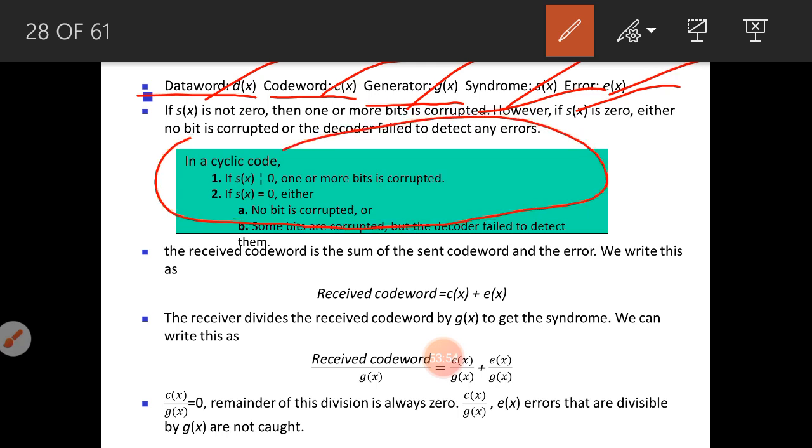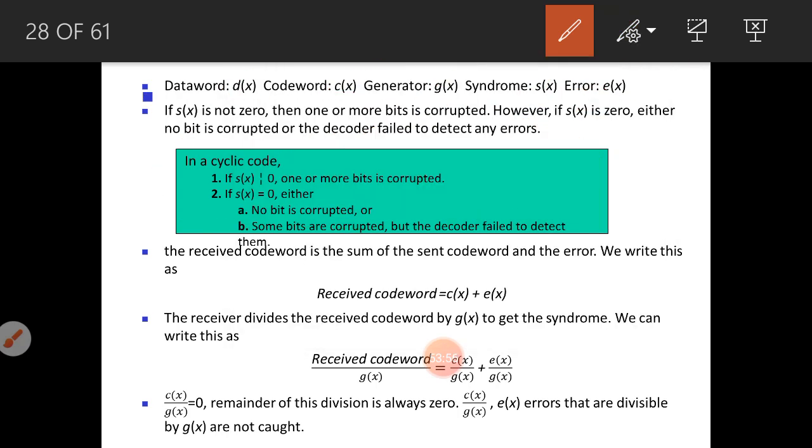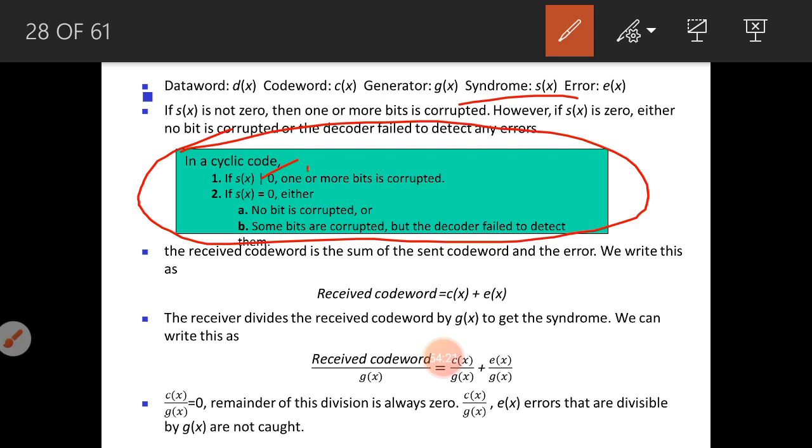Here they have given one table, or we can also call it an algorithm. s of x is nothing but the syndrome value we have to get at the receiver side. If s of x is not equal to 0, then one or more bits have been corrupted.